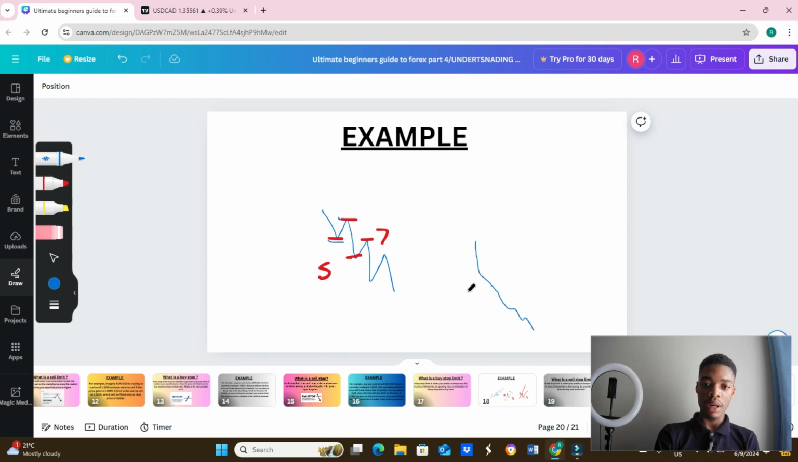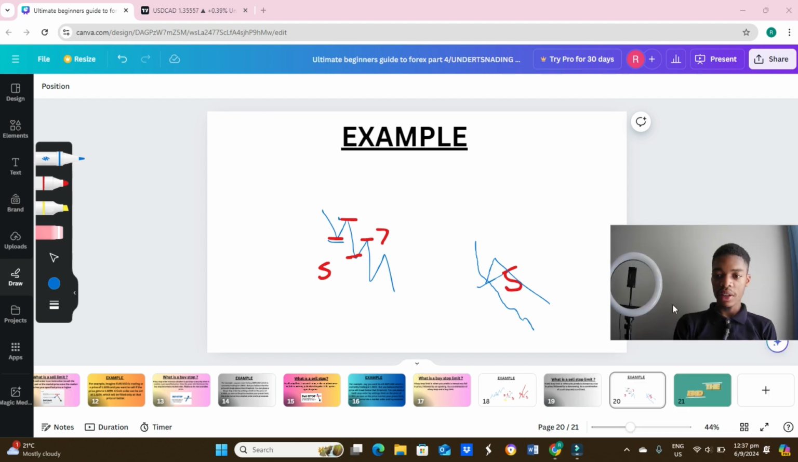and I set a sell stop here at 5. Once price reaches this level, the sell stop would be triggered. However, if it doesn't pull back to my level, I would not be in the trade. If it keeps continuously down, then I would not be in the trade. So with a sell stop limit, you're basically trading the pullback of a downtrend.